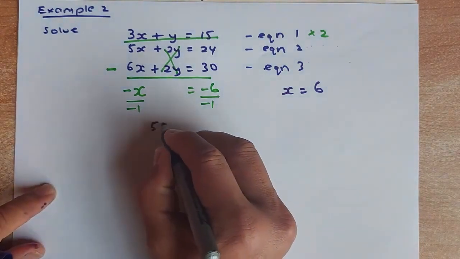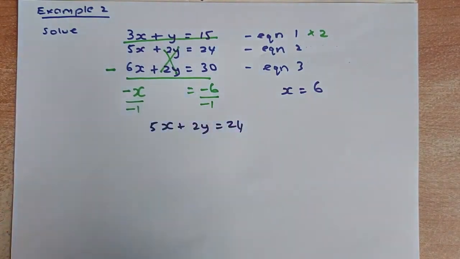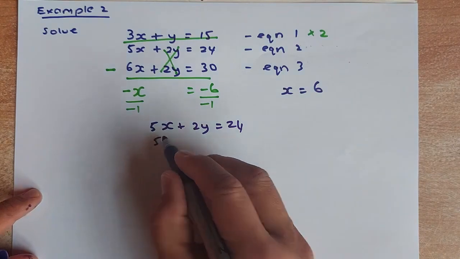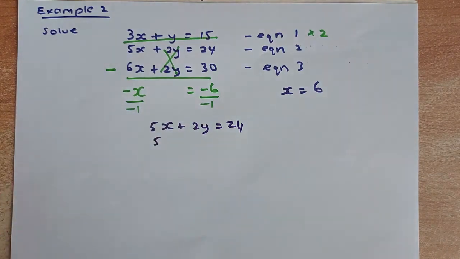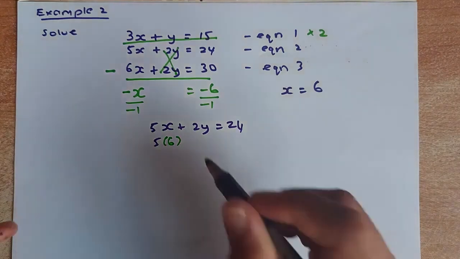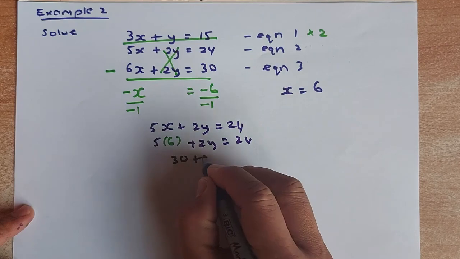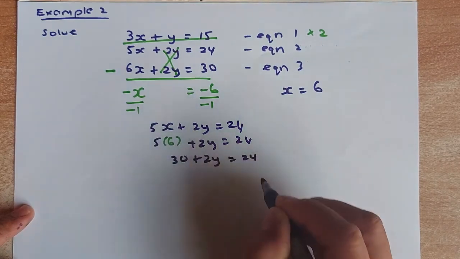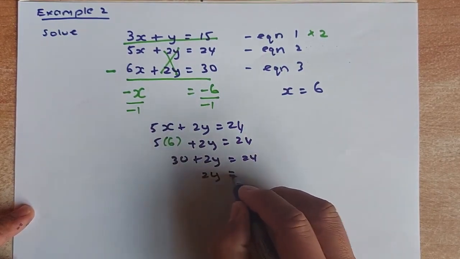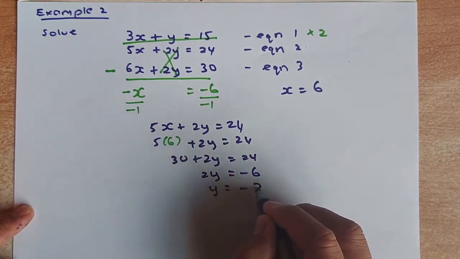Equation 2 is 5x plus 2y equal to 24. Now if we substitute x equal to 6, so 5 times 6, and then we are going to solve it as usual. 30 plus 2y equal to 24. 2y equal to negative 6, and divide by 2, you're going to get y is negative 3.